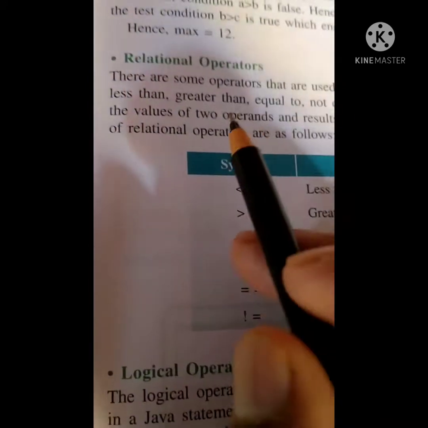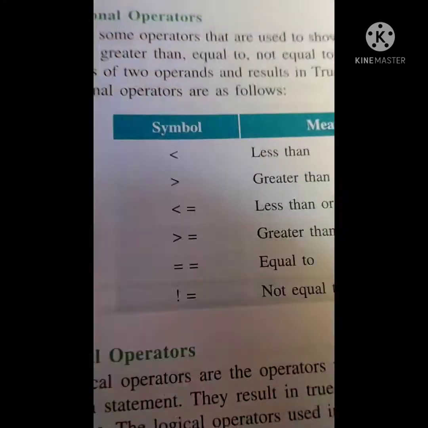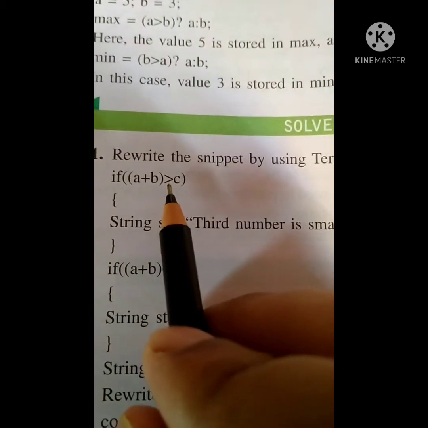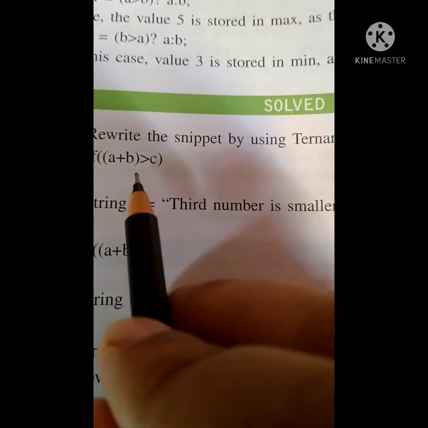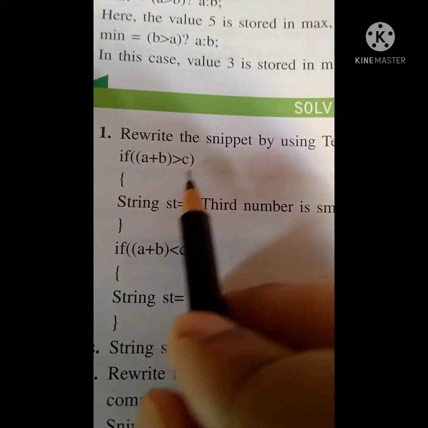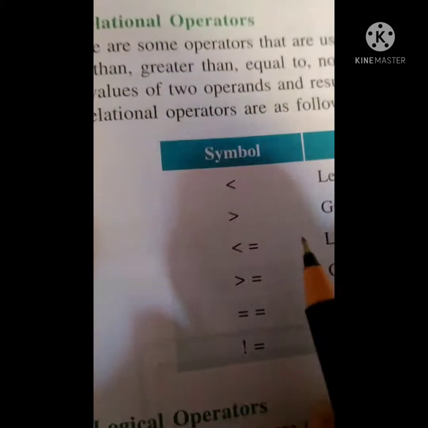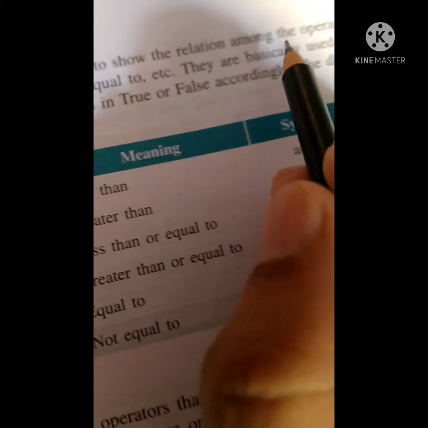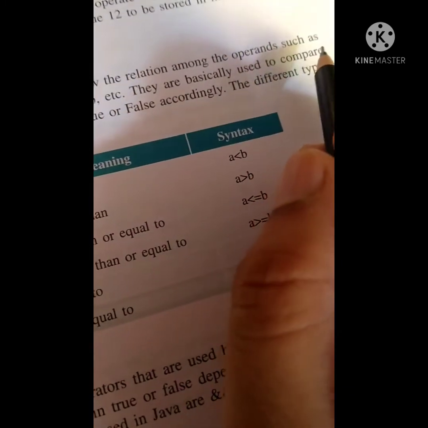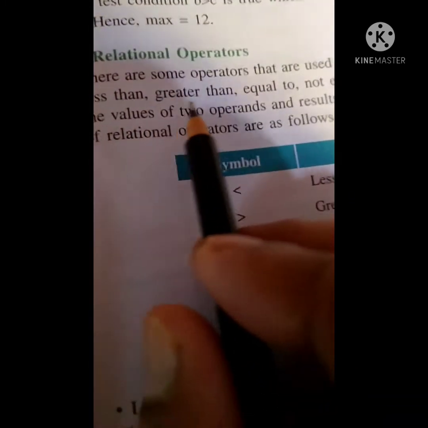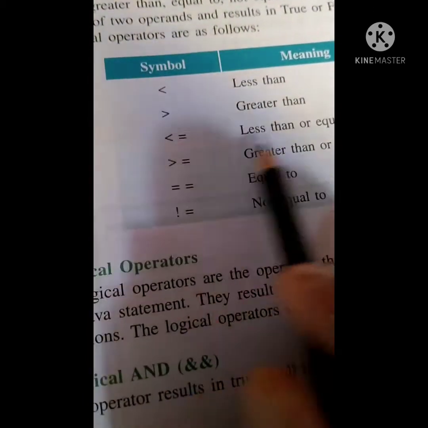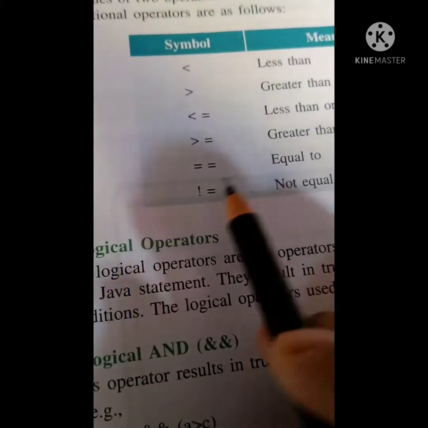With the help of relational operators, we relate two things. Suppose A is greater than B, here it is written A greater than B, and B greater than C. So these are also called relational type operators. Some operators are used to show the relation among the operands, such as less than, greater than, less than or equal to, greater than or equal to, and not equal to.